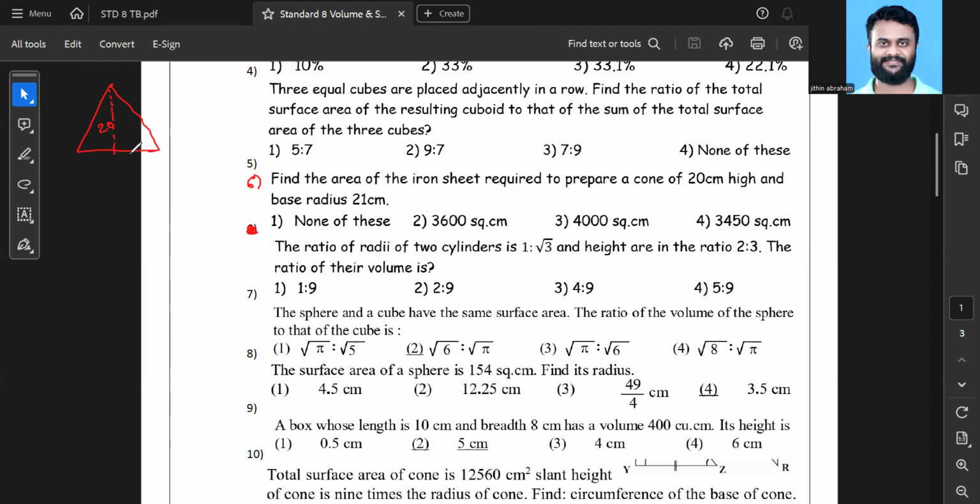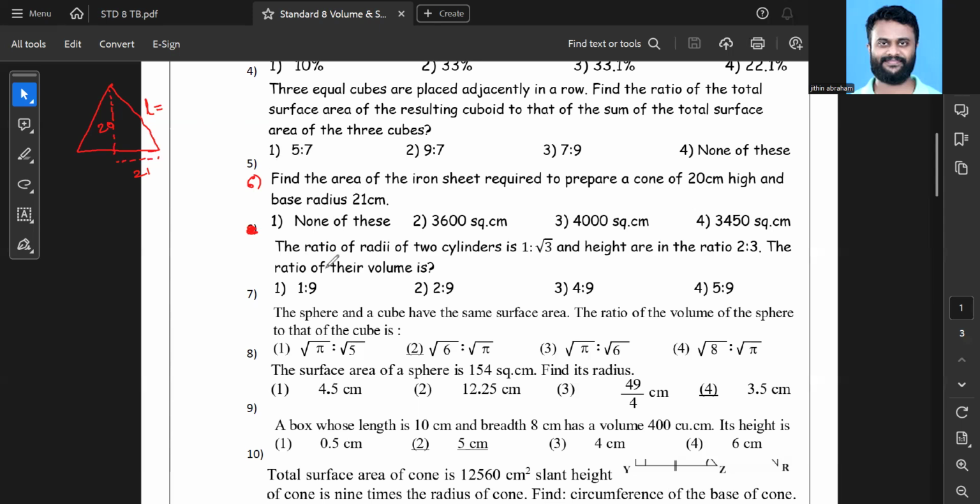This much is 20. This is 21. And this is the slant length, which we have to find. You remember how we found the slant length? It was the Pythagorean theorem, right? My answer is coming 29 for L. Yes, 400 plus 441 is 841.